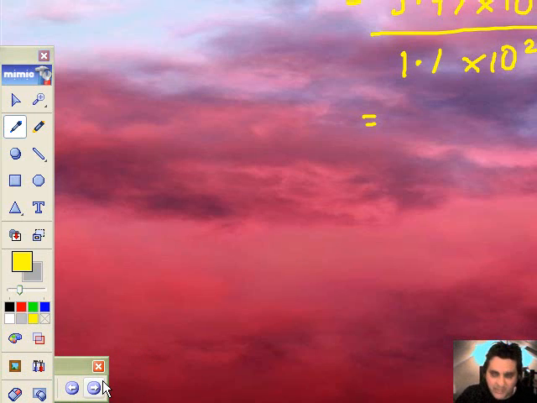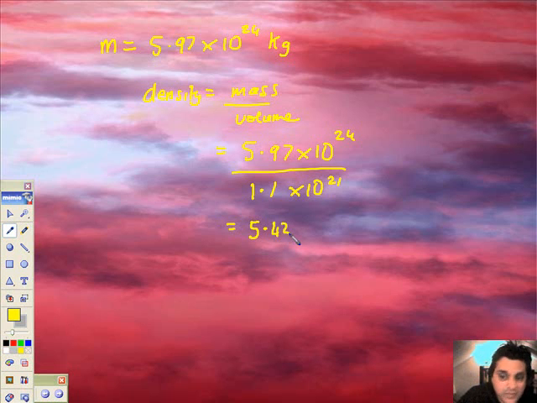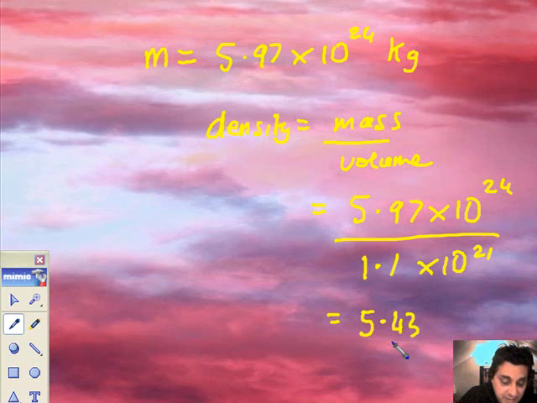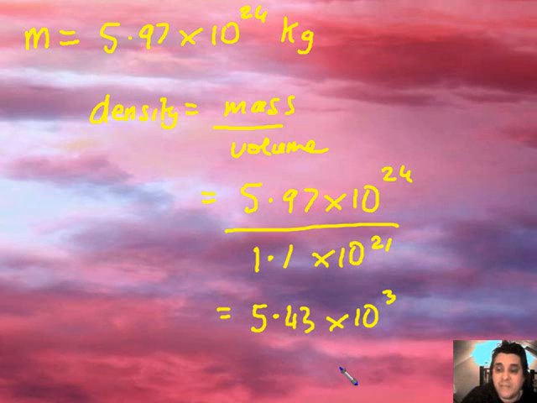Alright, so now I'm going to happily divide 5.97 by 1.1. That gives me 5.43, rounding to 3 significant figures. So it says 5.4272727, so I'm happy just to round it a little bit, times 10 to the power of, well, 24 take away 21, 3. They want me to leave it in standard form to an appropriate degree of accuracy. That's okay, 2 decimal places there. I'm happy to go 2dp there.